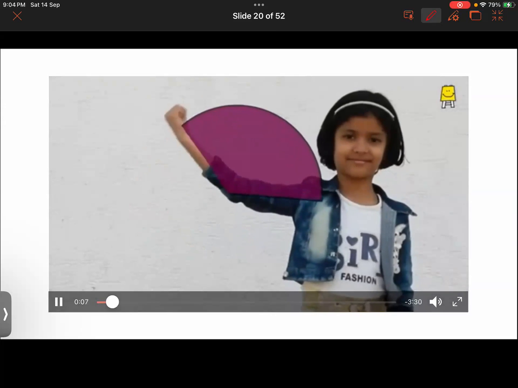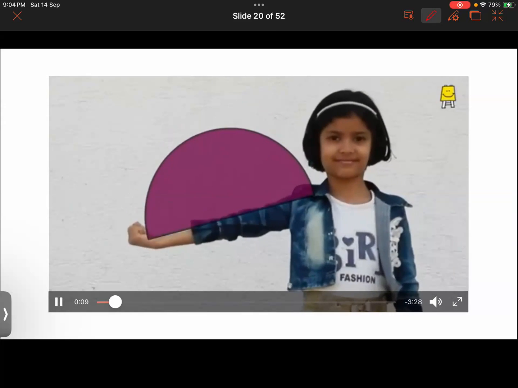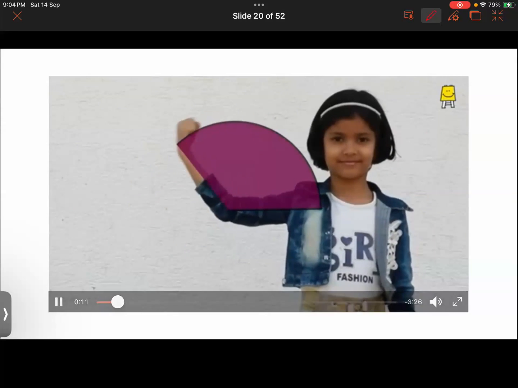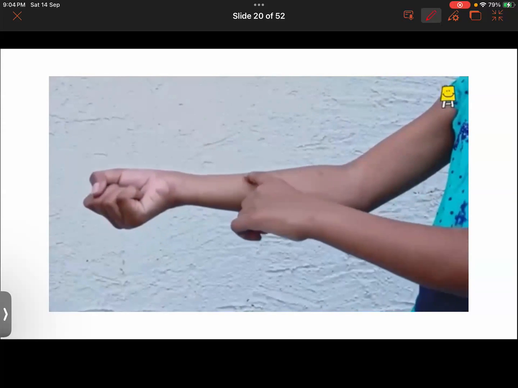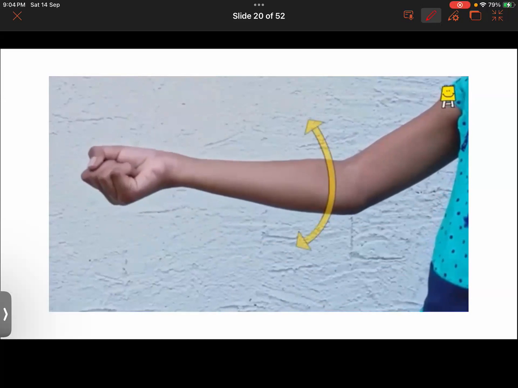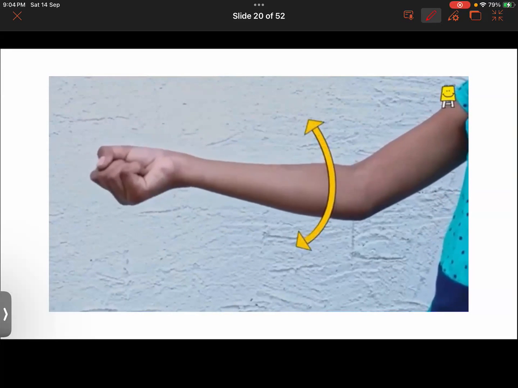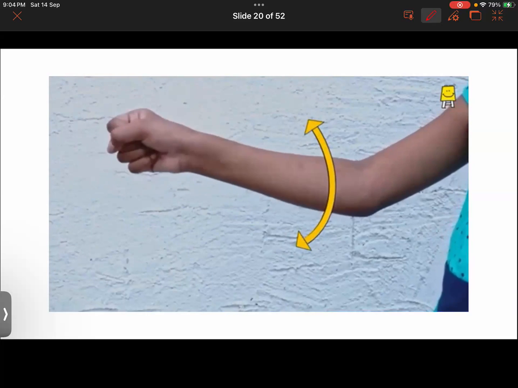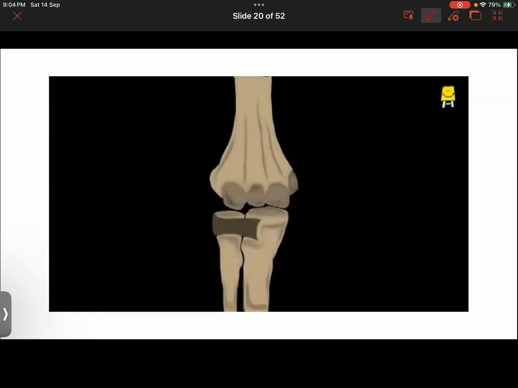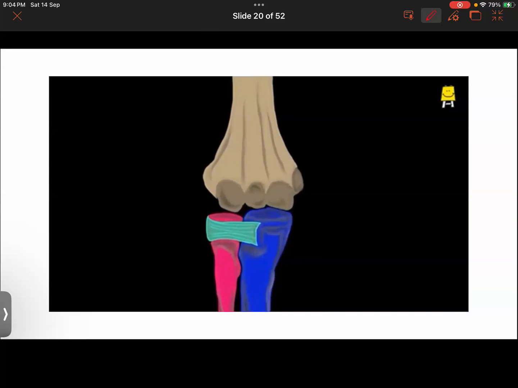We saw that the hinge joint present in our elbow moves only in one plane. This means the rotation of our forearm should be limited. But we can easily rotate our forearm. How is this possible? There is another joint present at the elbow which allows this rotation. It is the pivot joint.